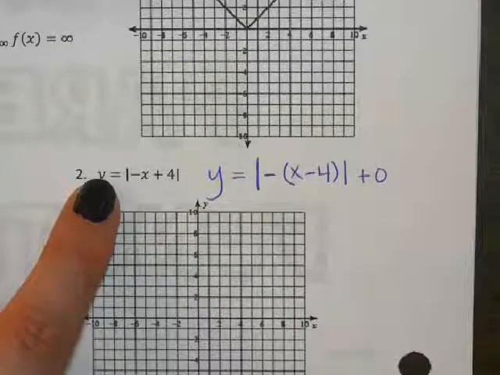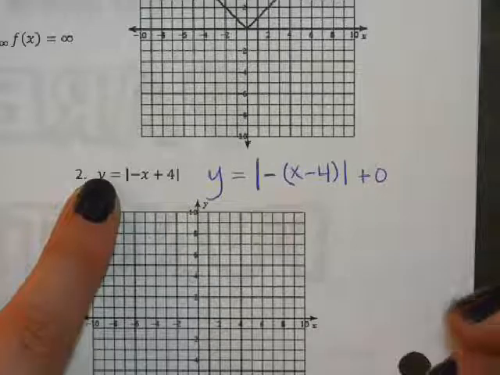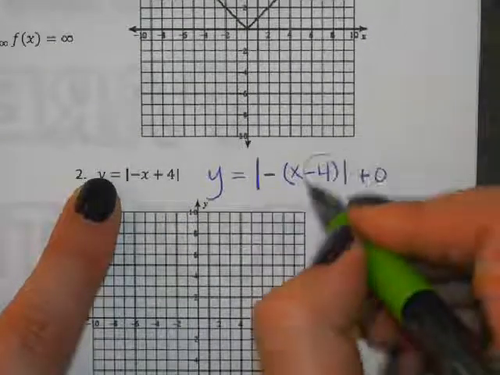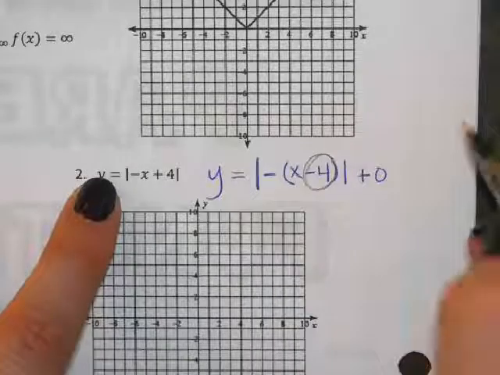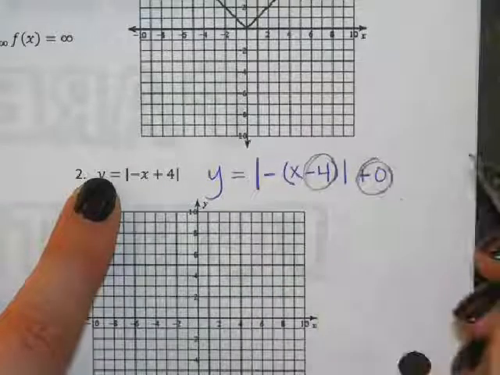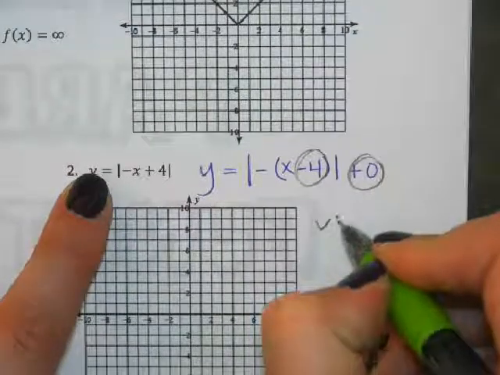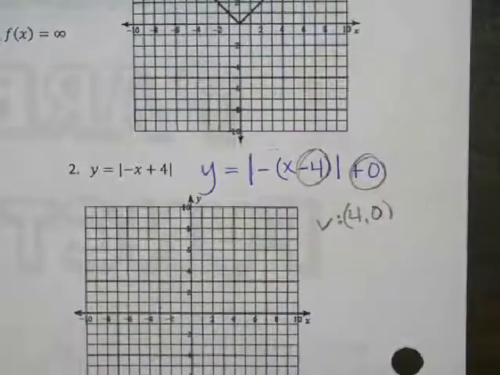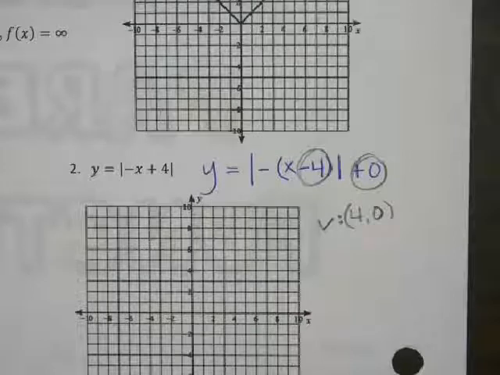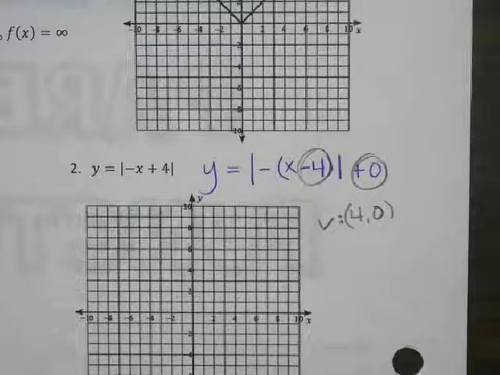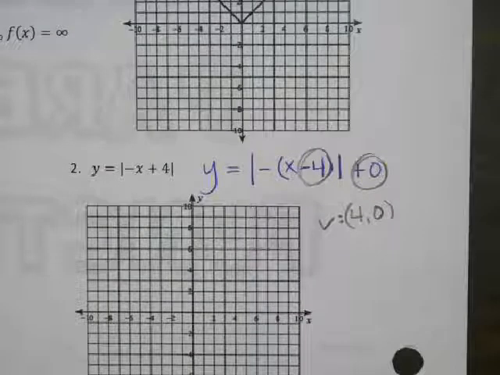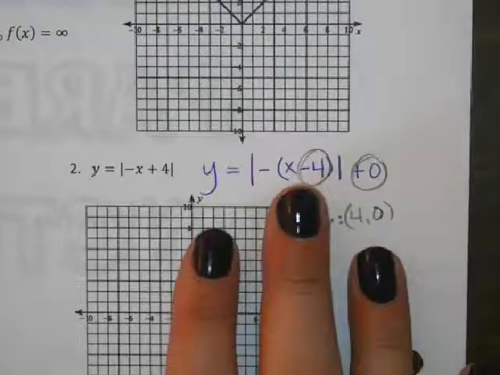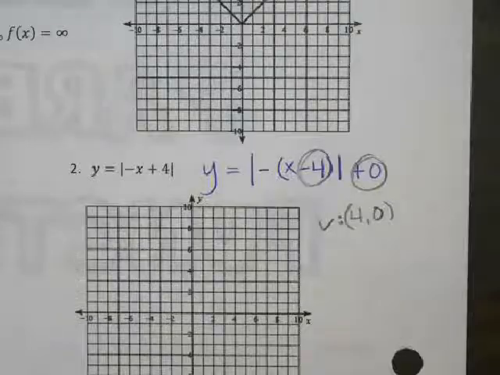So if we wanted to know the vertex for this, we can still use that shortcut we used yesterday. We're going to do the opposite of this number and then use this number. So our vertex would be 4, 0. All right, so number 2 is ready to go. We're going to flip to number 4.